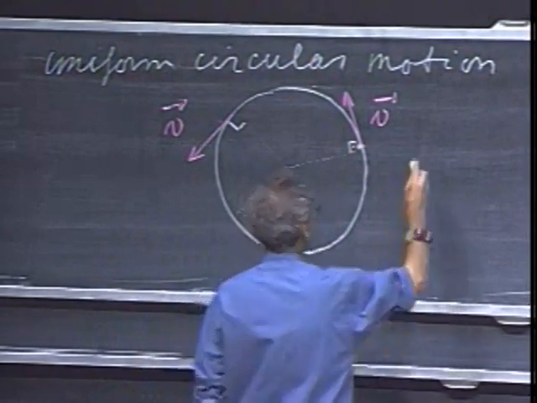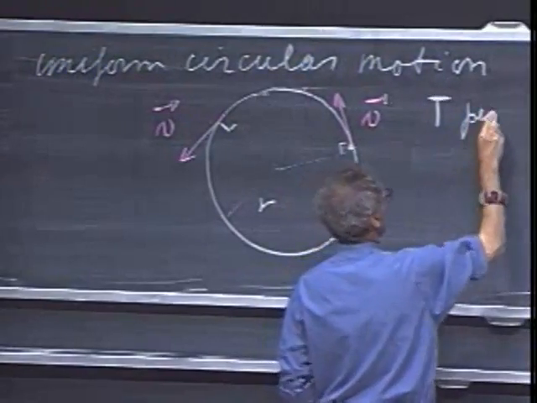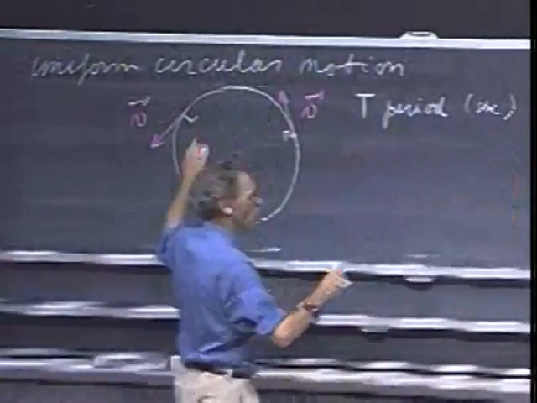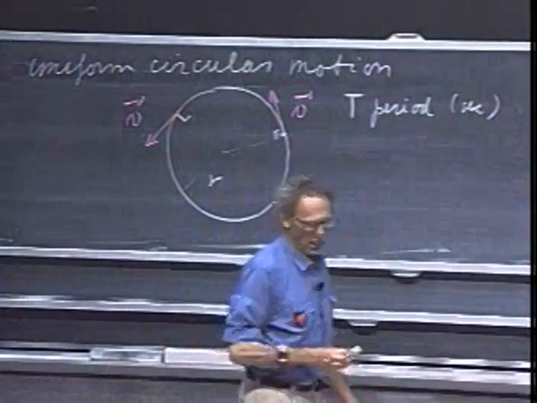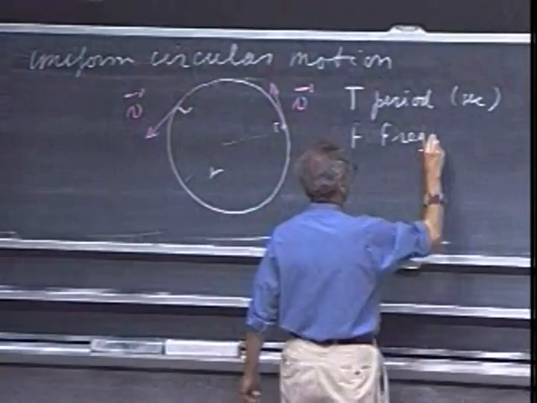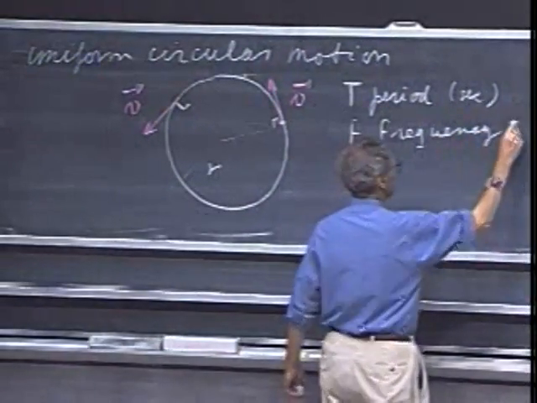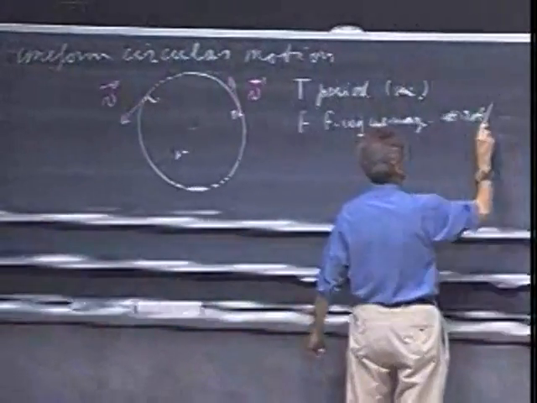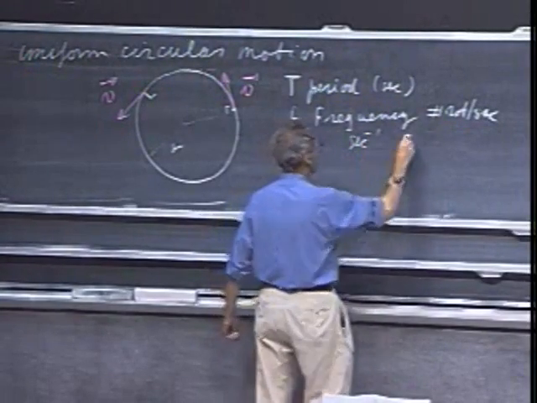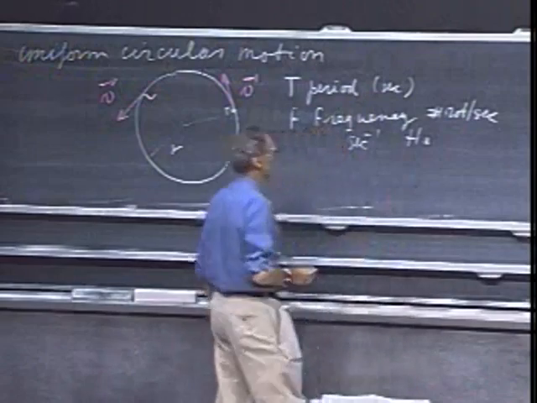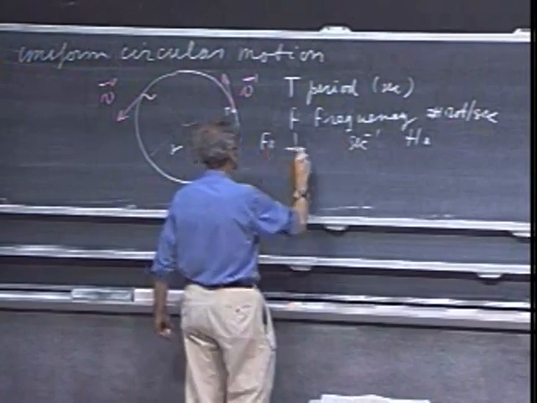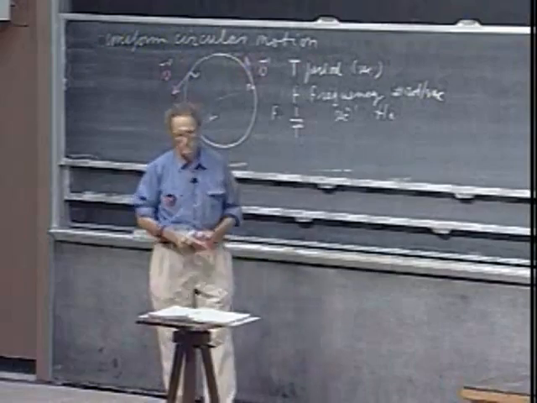We introduce T, what we call the period. Of course, it's in seconds, which is the time to go around once. We introduce the frequency f, which is the number of rotations per second. And so the units are either second minus 1, or, as most physicists would call it, hertz. And so frequency is 1 divided by T.